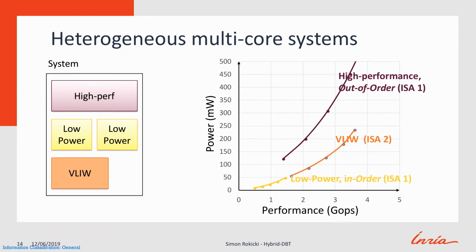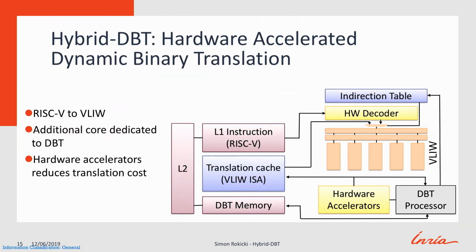To solve that, we add a layer of DBT, dynamic binary translation, which is able to dynamically generate the explicitly parallel binaries. We developed a platform called Hybrid DBT, which is capable of executing RISC-V binaries on a VLIW, and which also uses dedicated hardware accelerators to speed up the translation. So come and see me.